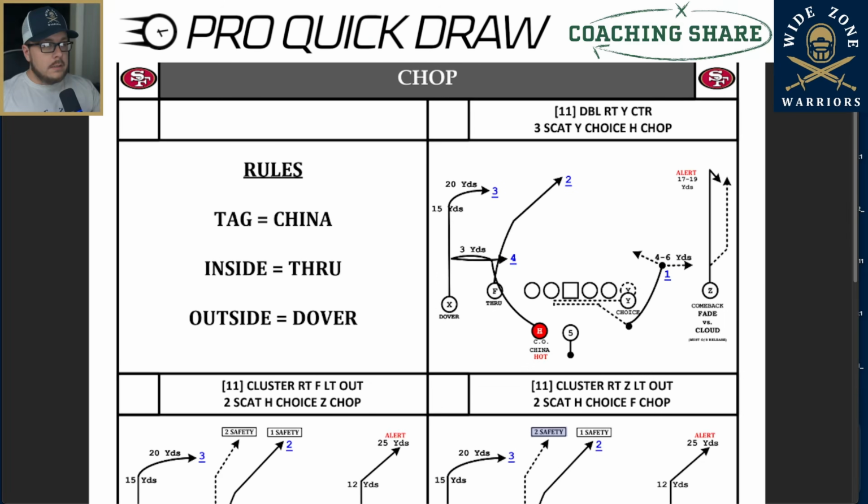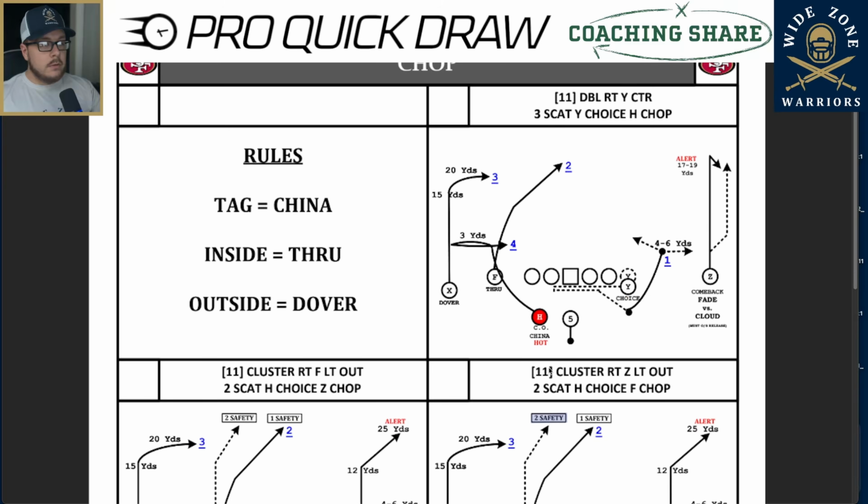I'd had these ideas before this playbook leaked. This is a picture of a Shanahan install from, I believe, the 2021 49ers, and you can see these exact rules over here, and this is really how we describe our passing concepts in these types of offenses. We've got our rules, the tag in this chop concept. The tag has the China route, the inside receiver has the through route, the outside receiver has the Dover, and we can see that in these concepts over here throughout the page.